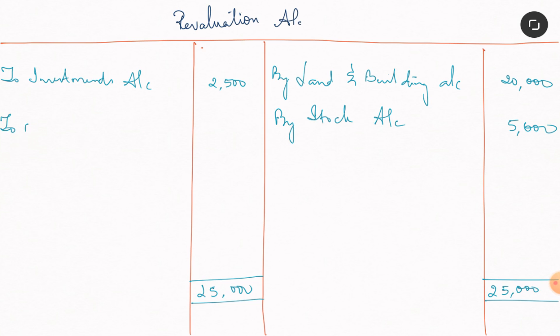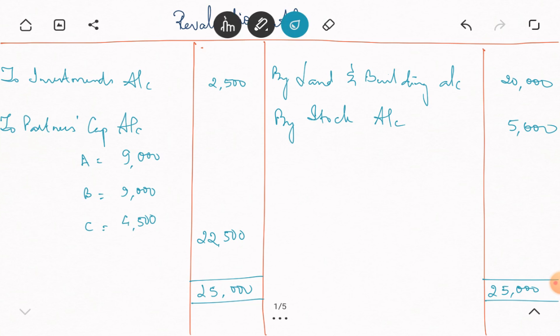Therefore, let's write down the partners' capital account. Partner A, partner B, partner C. So the total balancing figure is rupees 22,500. In the ratio of 2:2:1, we're getting for partner A 9,000. Similarly, again for partner B also 9,000. And for partner C, it comes to rupees 4,500. Okay, so that is your revaluation account.